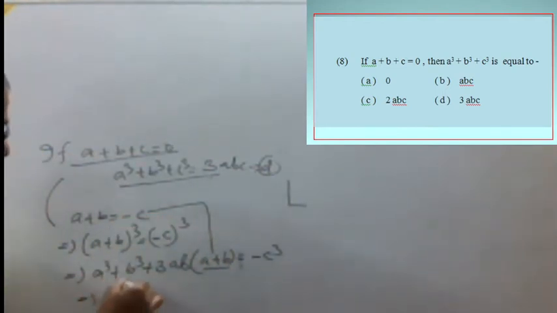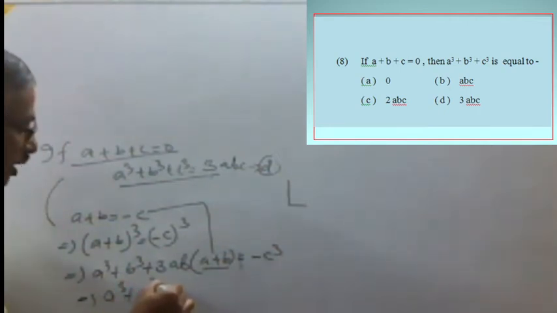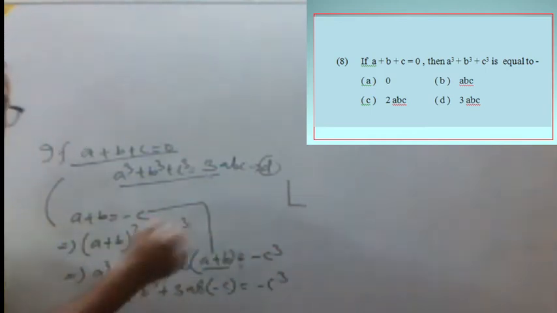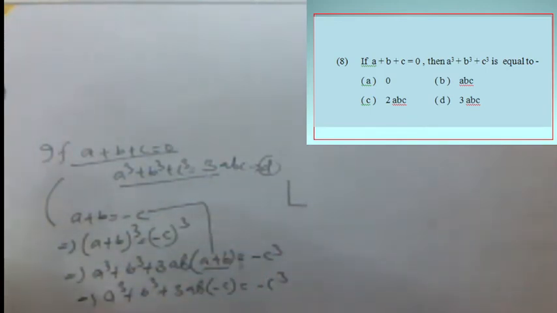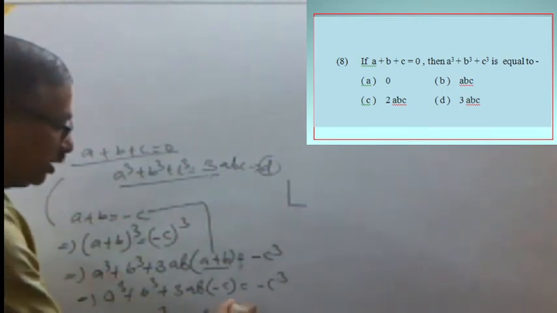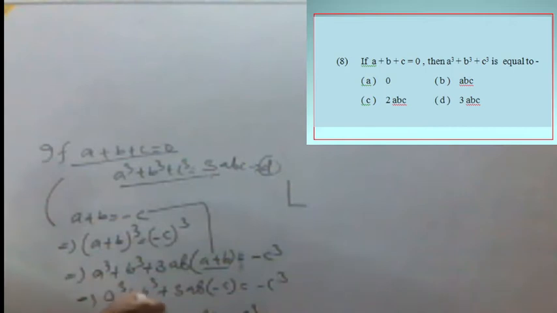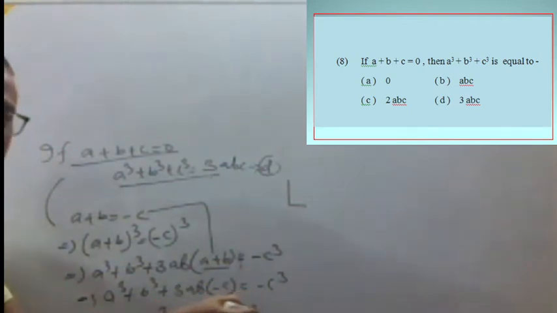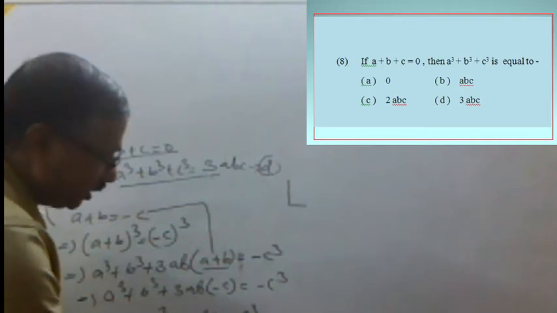So this is a cube plus b cube plus 3ab into minus c. Right hand side, this is minus c cube. So if we simplify this, a cube plus b cube minus 3abc equal to minus c cube. If we take c cube to the left side and 3abc to the right side, then we get a cube plus b cube plus c cube equal to, this was minus, when we shift it to the right side it becomes plus, 3abc.